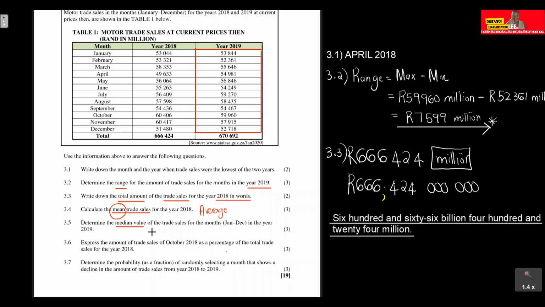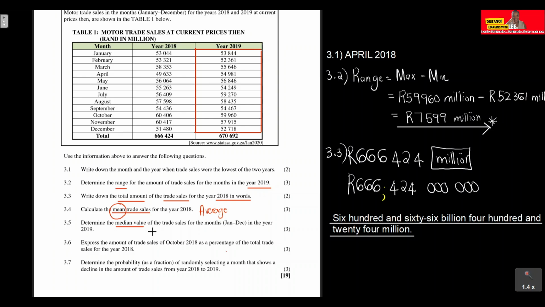When we put our data in ascending order, guys, we are putting our values from the smallest value to the biggest value. Once we've done that, then we can start to determine, even in other questions that ask you to determine quartile 1, quartile 2, quartile 3, those quartiles once you've arranged your data in ascending order.